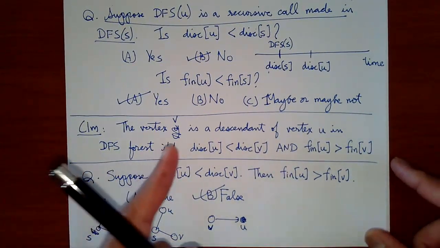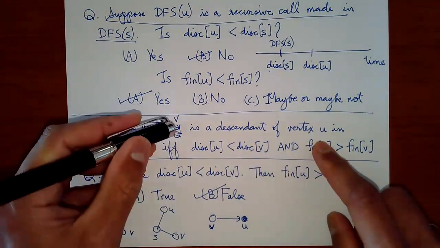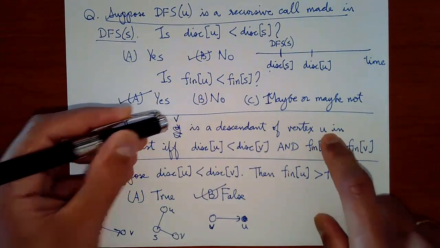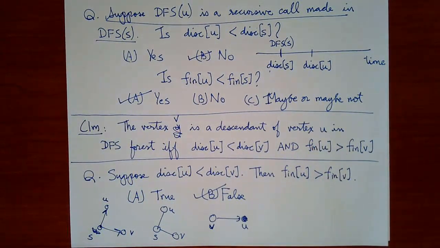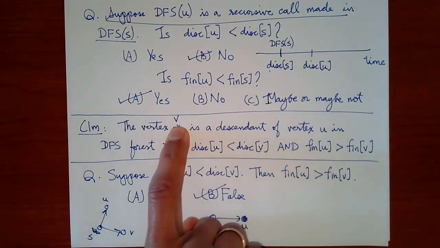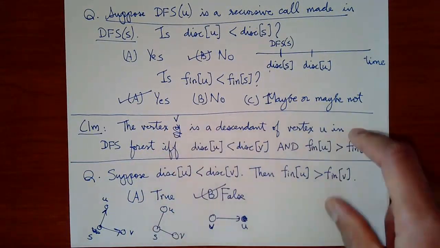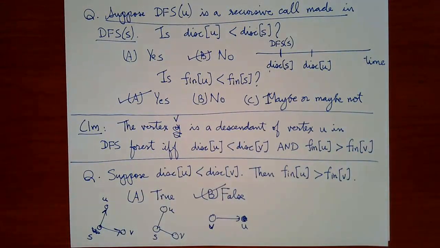But if you think about it, when V is a descendant of U, that means that DFS of V is a recursive call made within the recursion stack of DFS of U. Like DFS of U makes a recursive call, which makes a further recursive call, and so on and so forth. So that means DFS of V was a recursive call made. And because it's a recursive call made, these conditions hold. Okay, good. I think most of you are following.